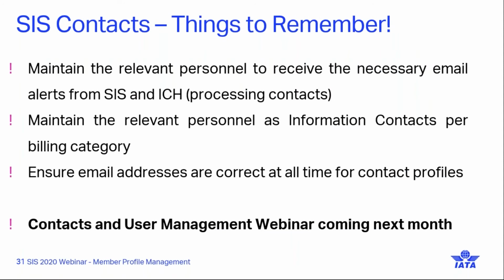And to wrap up, it is important to remind you to maintain the relevant personnel to receive the necessary email alerts, because as we saw, they will receive very important notifications for SIS and ICH matters. It is important to also maintain the relevant personnel as information contacts per billing category. As said before, the informational contacts will receive informational issues from SIS, and these informational contacts will also be shared with all the SIS participants through the member contact report. So it is important to have them up to date so that the rest of the members can see which are your informational contacts.